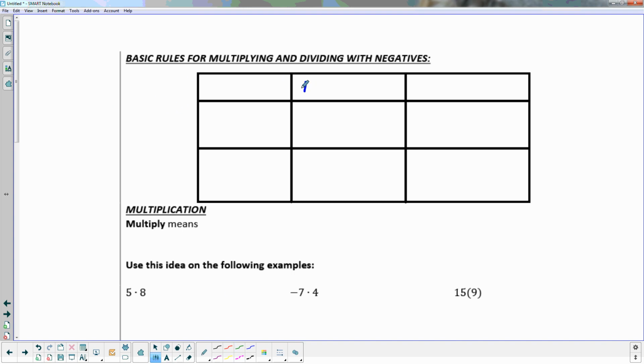So I'm just going to put some positives and negatives in here, and just make myself a little multiplication chart here. What I think of this top row, I think of this as a type of person. So I'm going to say person up here.